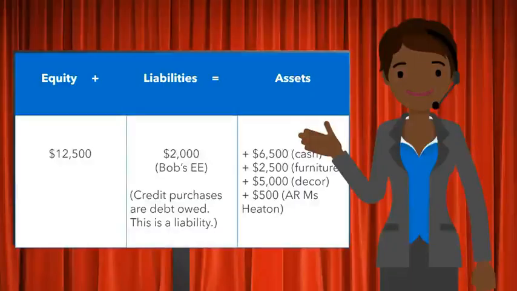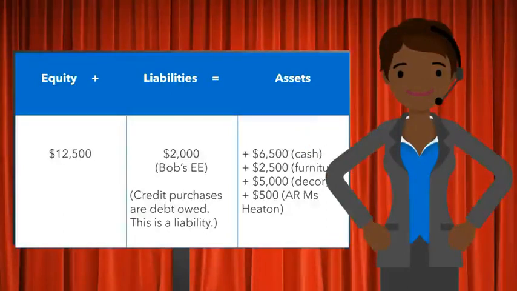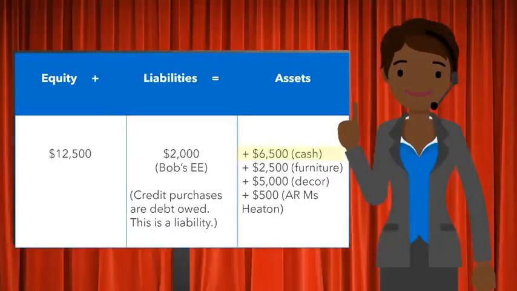Let's get back to Cindy and her amazing party palace, shall we? With the recent sales, Cindy can now pay off some of her liability to Bob's Elegant Emporium. She pays $3,000 of what she owes, bringing her liabilities, or her debt in this case, down to $2,000.